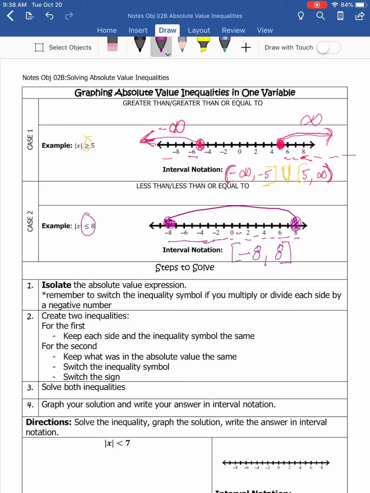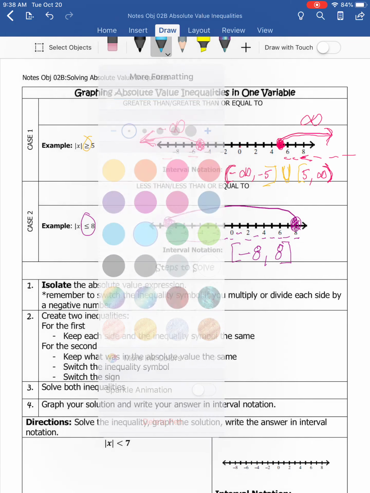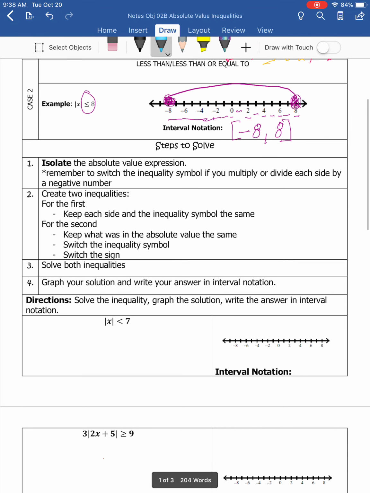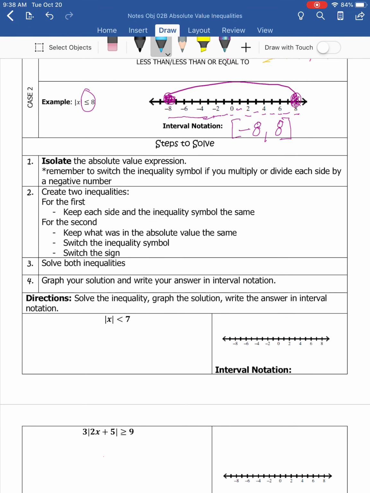Okay, so moving on to solving equations. So we have the graph down. Solving equations, you isolate the absolute value. Things that you have to remember: switch the inequality symbol if you multiply or divide each side by a negative number, create 2 inequalities, and keep each side of the inequality, the symbol, the same.